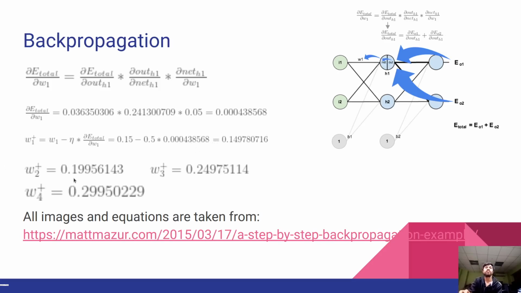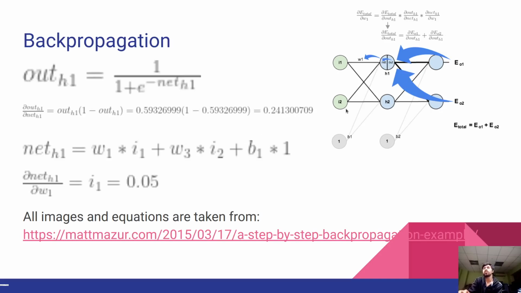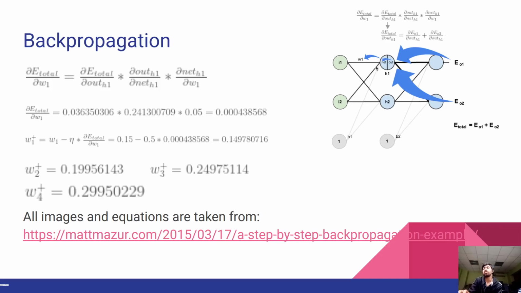And same, if we just follow the same step for W2, suppose this is a W2, then we have to again calculate with respect to the out H1, and then with respect to net H1, then with respect to W2. So for this case, everything will be the same. Here it will be W2. For W3, what will be the case? For W3 and W4, it will be E total with respect to out H2, with respect to say net H2, with respect to W3 or say W4.